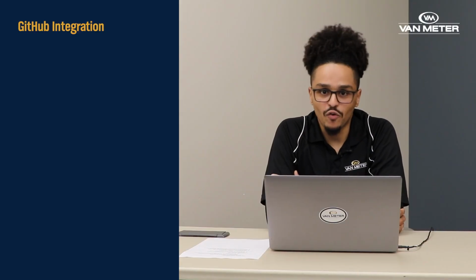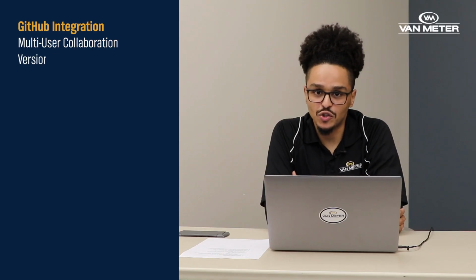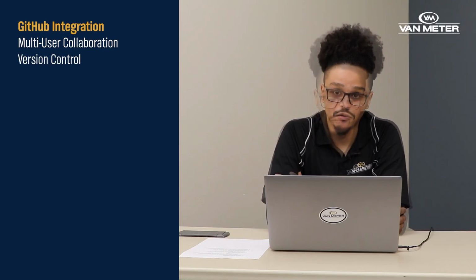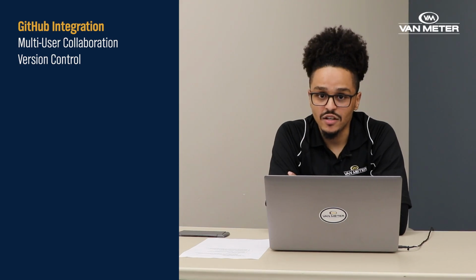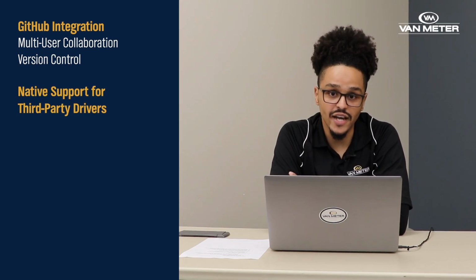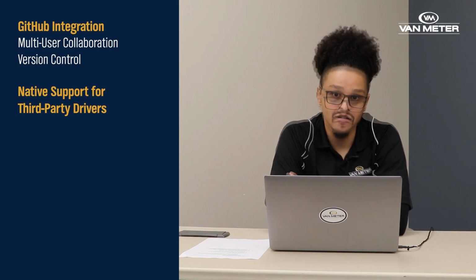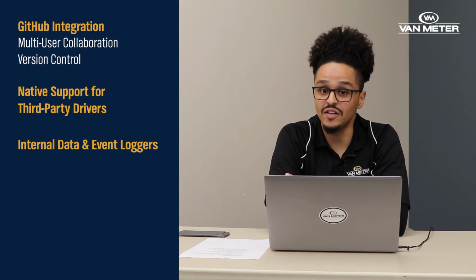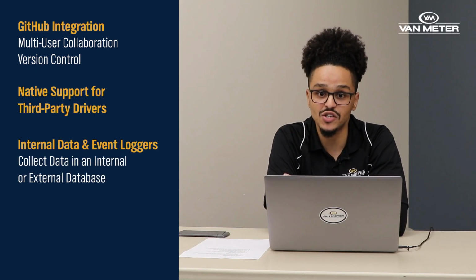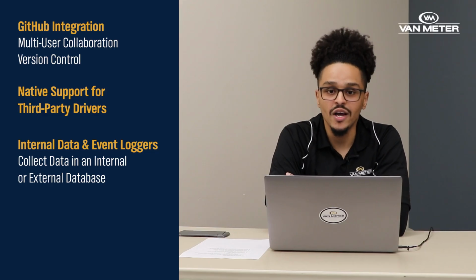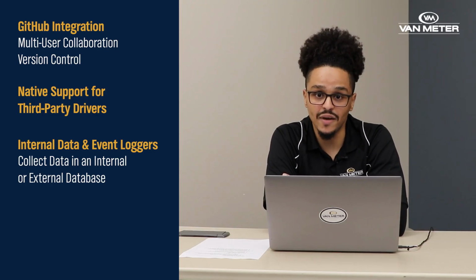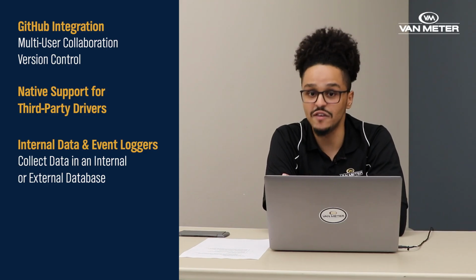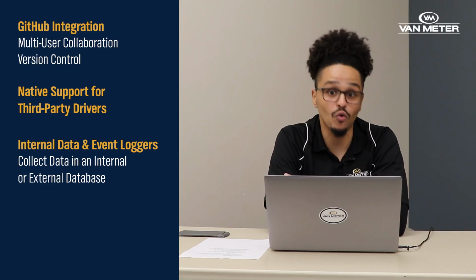FactoryTalk Optix allows for multi-user collaboration and version control thanks to the Git integration in FactoryTalk Optix Studio. In addition to the Git integration, there are also third-party drivers natively supported in FactoryTalk Optix. It also has a mini historian internally that would allow you to collect data in the internal embedded database that's an SQL-like database, or connected to an ODBC database that can be an SQL Server or a MySQL server, as well as InfluxDB, local or remote.